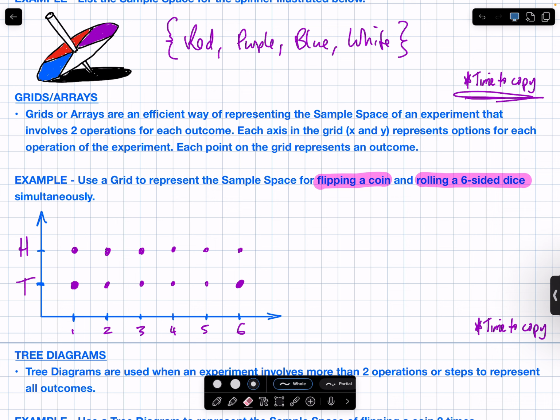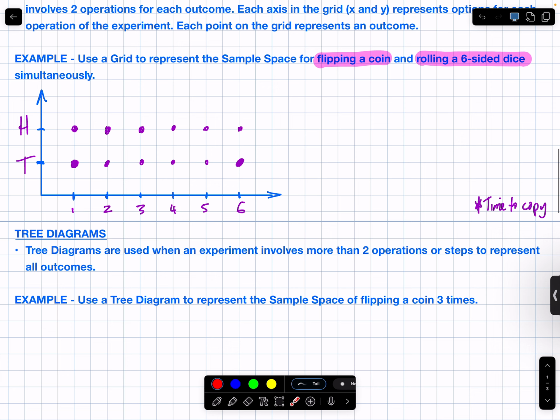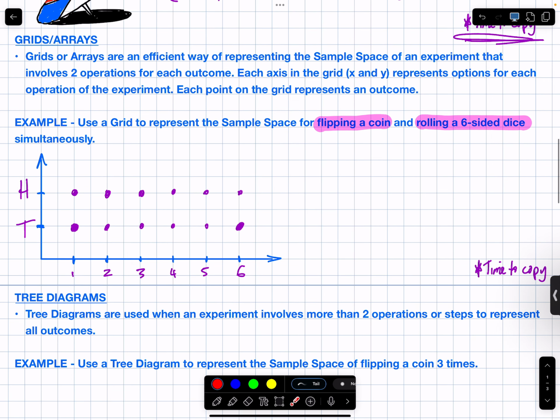You were getting it as I was describing it. I could put a circle around this and go, what happened to the experiment for that dot? I flipped a heads and I rolled a 5. Right? So visually, a picture's worth 1,000 words. Okay? What is a tree diagram? Oh, sorry, I'll give you some time to copy down that grid and how it's used. We'll add an example.